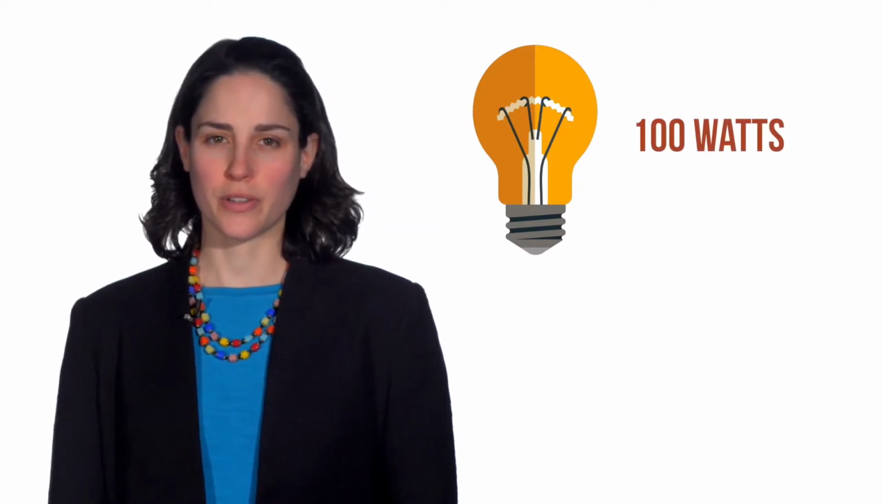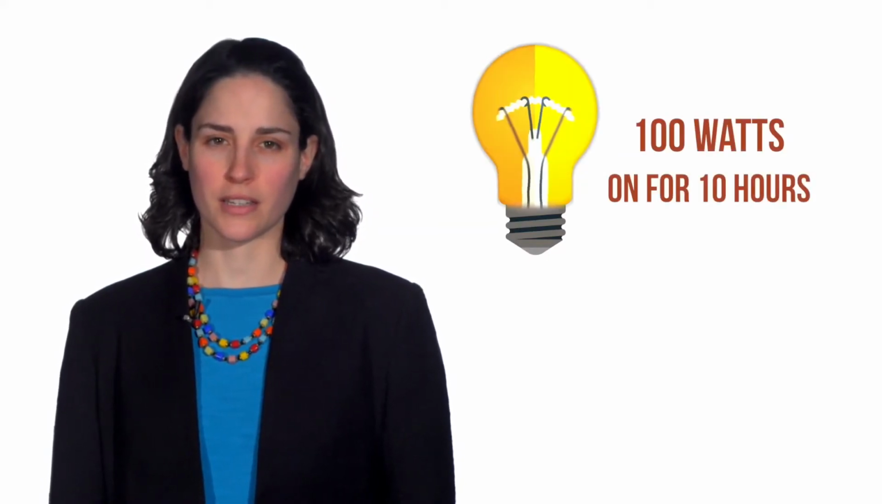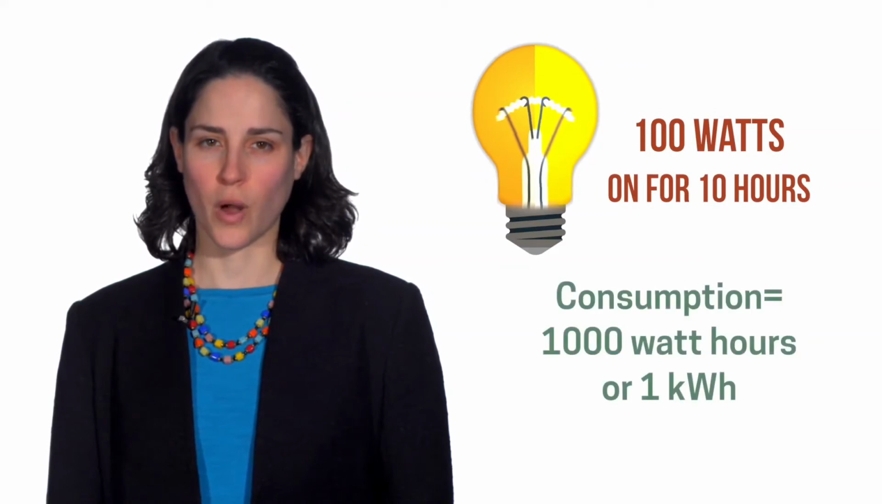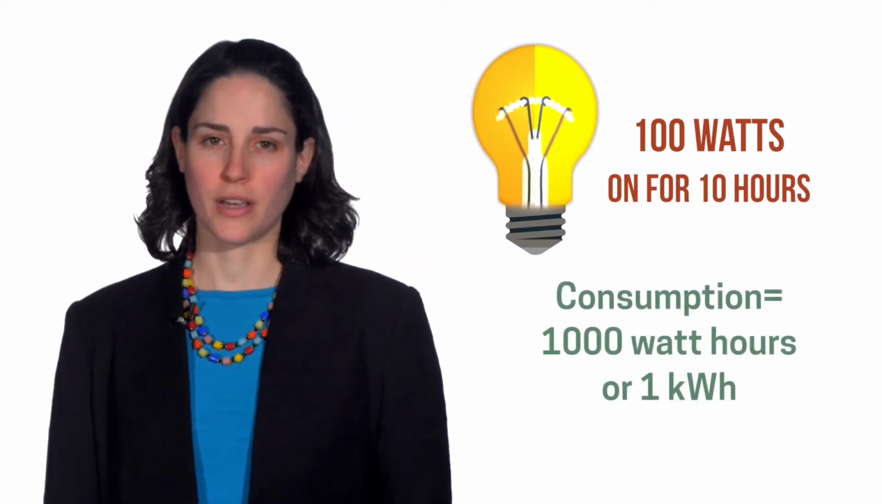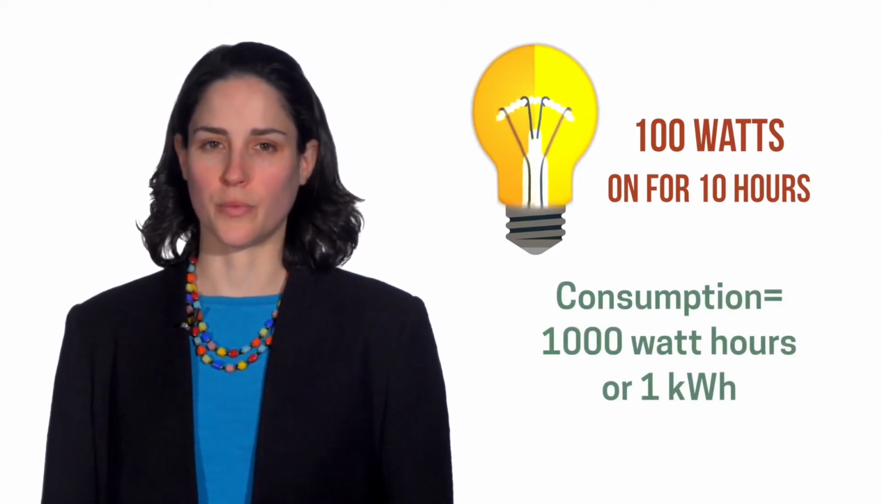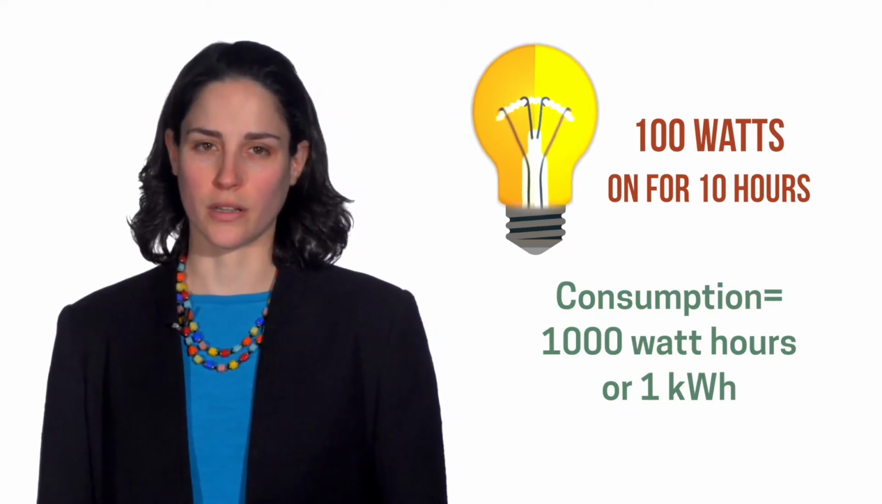Consider a single 100-watt light bulb. Suppose we turned this bulb on and kept it on for 10 continuous hours. That's 100 watts consumed for 10 hours. Our consumption in this case would be 1,000 watt-hours or 1 kilowatt-hour.